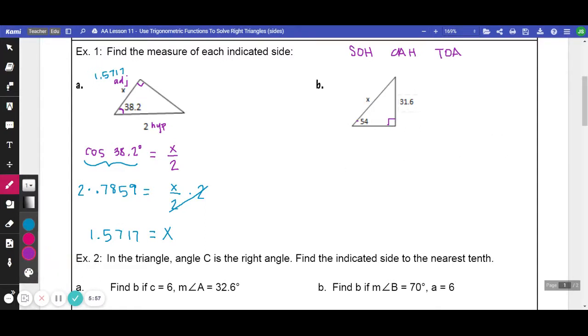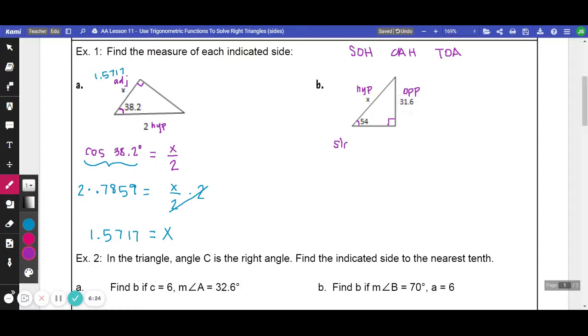If you want to pause and try this next one right here, that would be a good opportunity for that. This one is a little bit tougher. So I'm going to label the two sides again. X is the hypotenuse. 31.6 is across from 54, sitting across the table, so this is the opposite. So I look back up there. Which of the 3 main functions uses hypotenuse and opposite? That is the sine function.